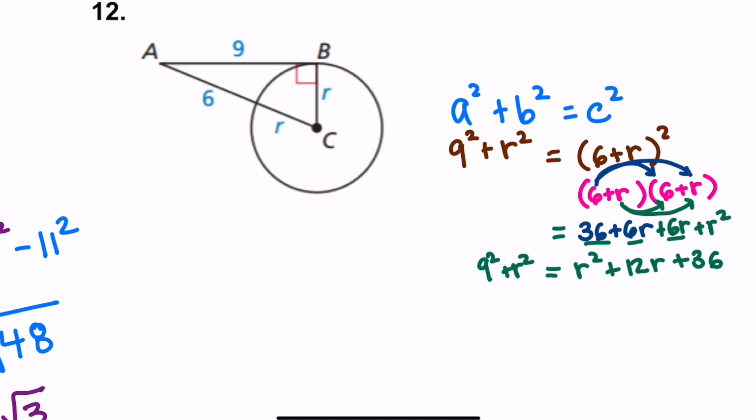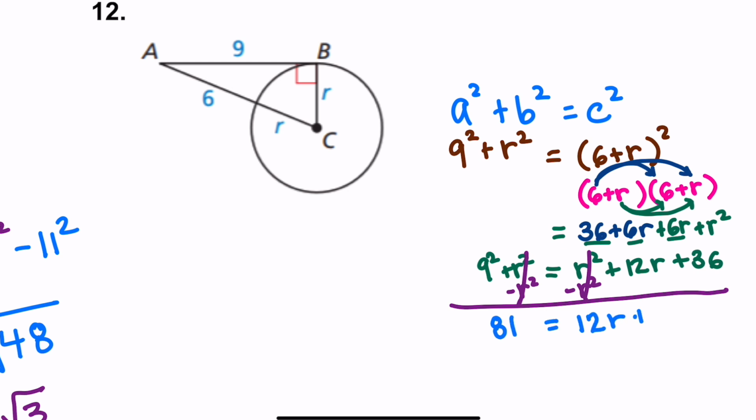Now, something really nice that happens here is if I minus r squared from both sides, they cancel out, and so this is not a quadratic. Pretty nice. I know 9 squared is 81. This equals 12r plus 36. I only have an r term. I don't have an r squared, so I don't need to set it equal to 0. I'm going to solve for r by minusing 36 from both sides of the equal sign.